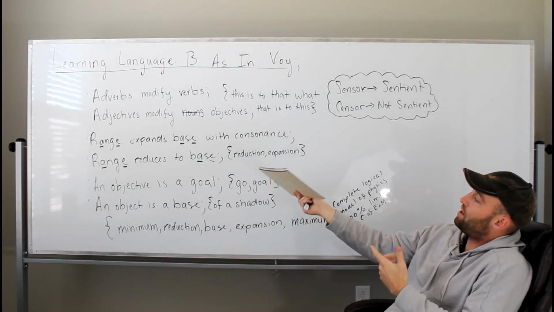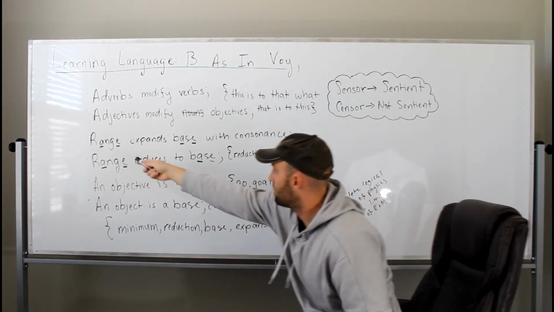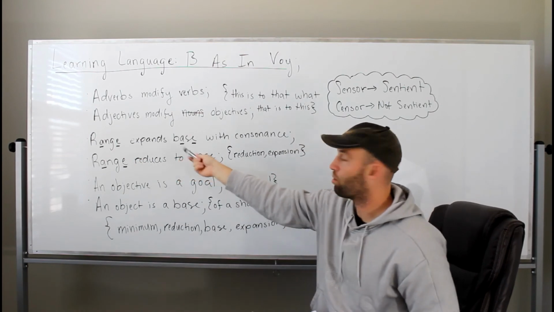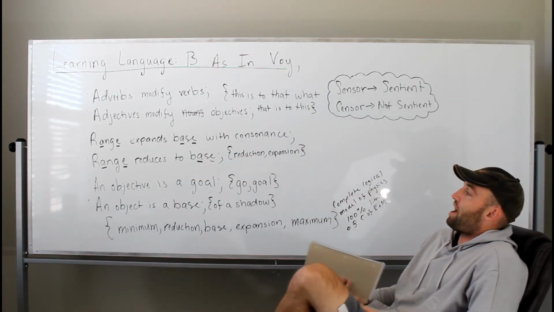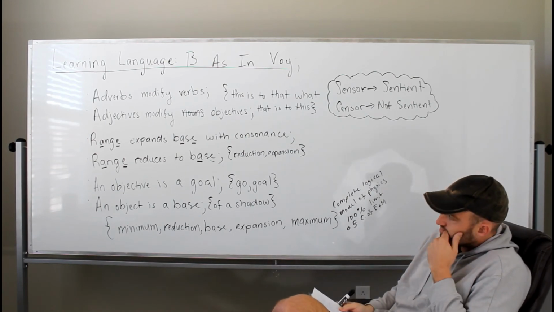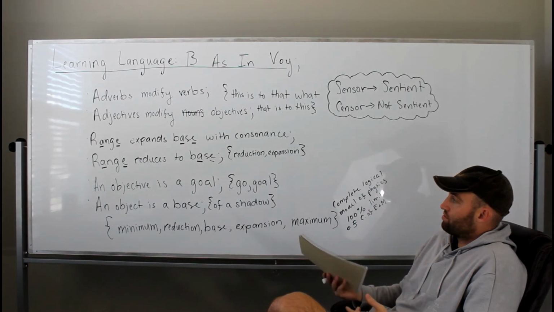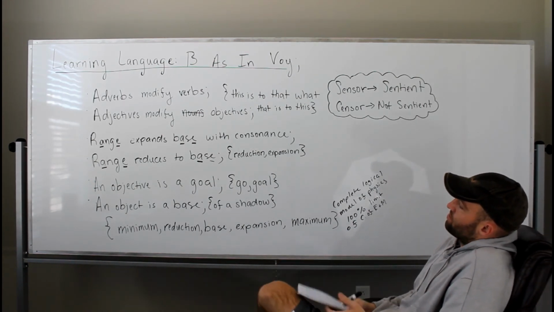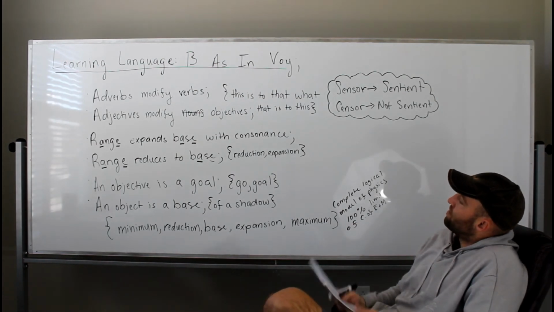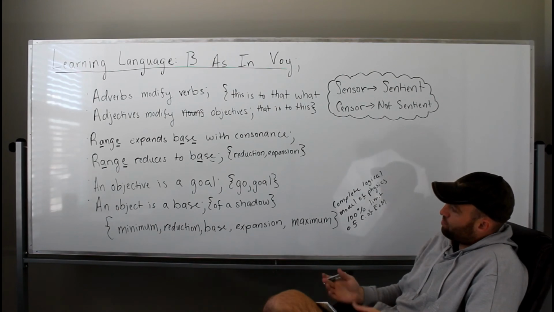But now, a direct literal proof. Range expands base with consonants. Literally, A and E are the only two vowels in either of those words. Range has 5 letters, base has 4. And things that aren't vowels are consonants. So range expands base with consonants. Range reduces to base, a converse kind of statement. The universe is expanding. The opposite of expansion is reduction. Expand, reduce.